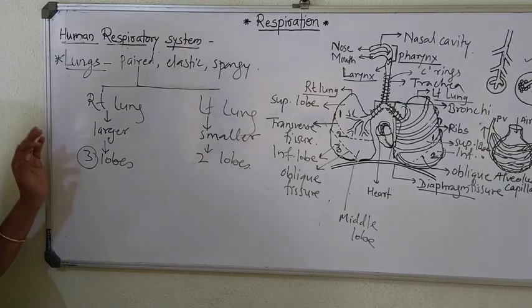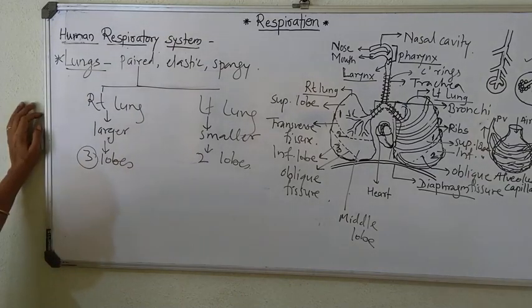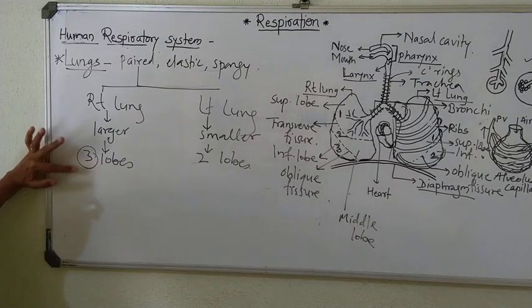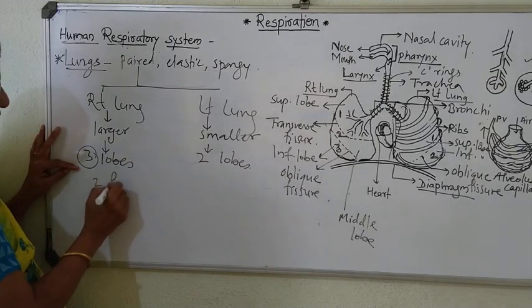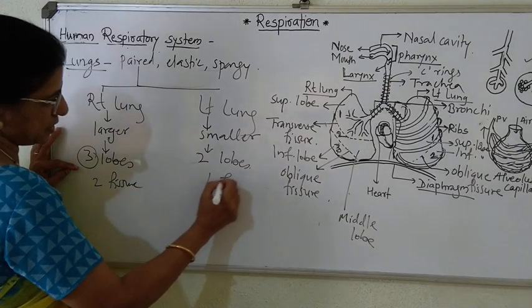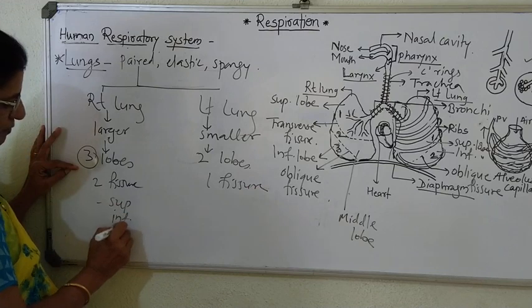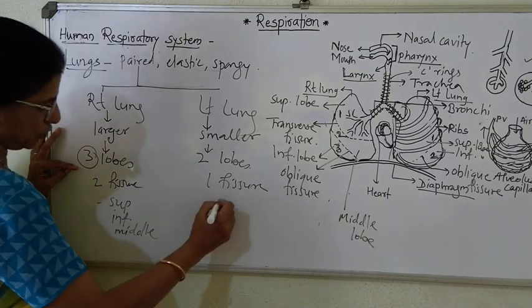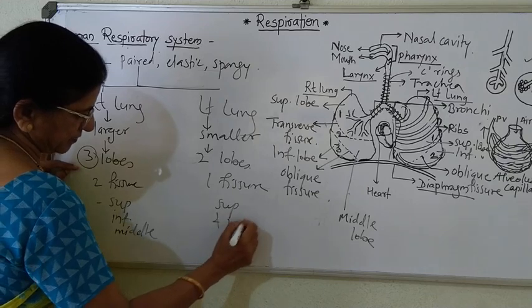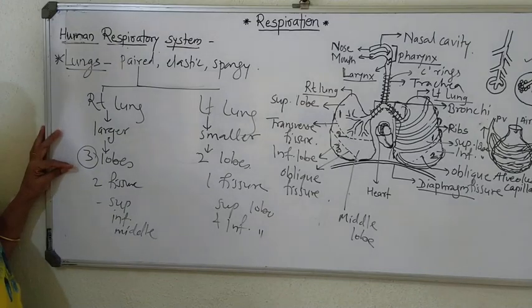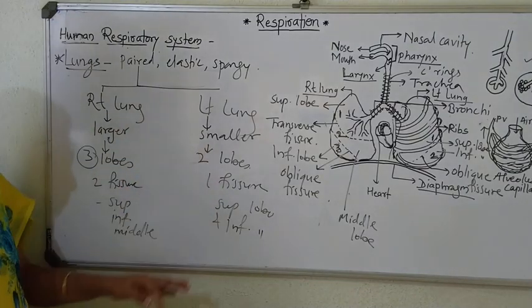Right? So basically, these are the distinctive characters between the right lung and left lung. Larger, smaller, having 3 lobes, having 2 lobes, having 2 fissures, having 1 fissure, and the names of lobes: superior, inferior, middle. Here only superior and inferior lobes. So you can also distinguish between the right lung and left lung.